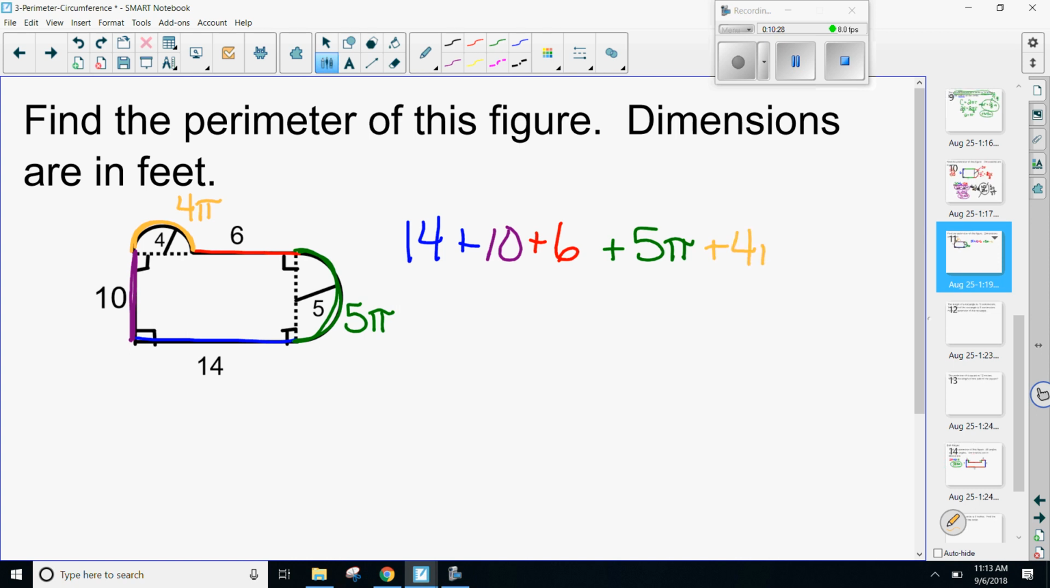Is my figure completely colored as I go around? Have I included all the parts of the perimeter? Yes. Once again, do the dashed segments count? No, they're inside the figure.